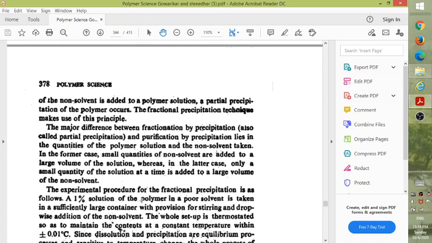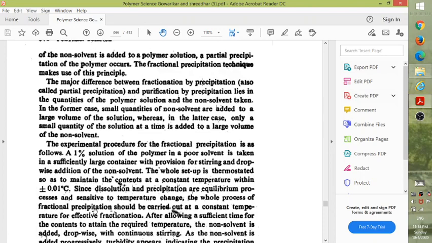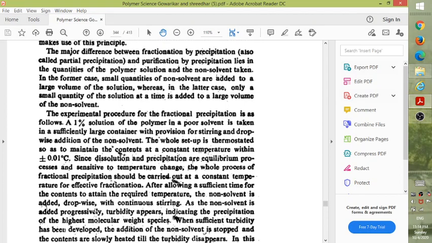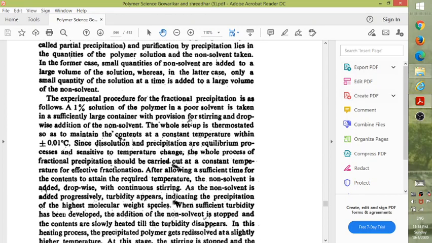The experimental procedure for fractional precipitation is as follows. A 1% solution of a polymer in a poor solvent is taken in a sufficiently large container with provision for stirring and drop-wise addition of the non-solvent. The whole setup is thermostated so as to maintain the contents at a constant temperature within plus minus 0.01 degrees Celsius. Since dissolution and precipitation are equilibrium processes and sensitive to temperature change, the whole process of fractional precipitation should be carried out at a constant temperature for effective fractionation. That's why we have taken a thermostat.